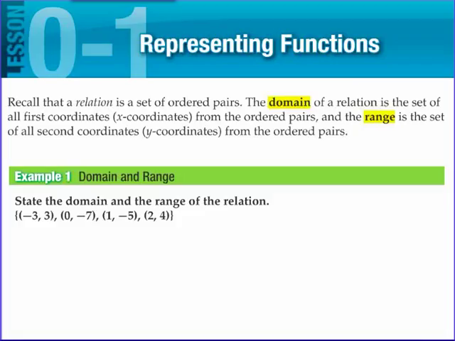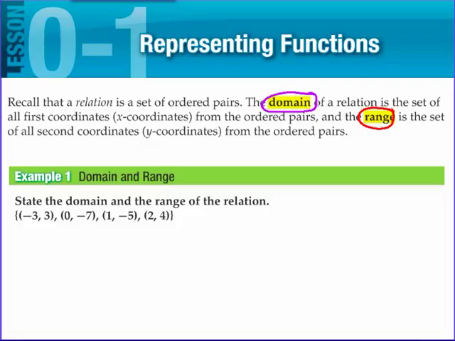The domain of a relation is the set of all first coordinates. Remember, the first coordinates are known as the x-coordinates. And the range is the set of all second coordinates, otherwise known as the y-coordinates. So the domain is the first coordinates, or the x's. The range is the second coordinates, or the y's.